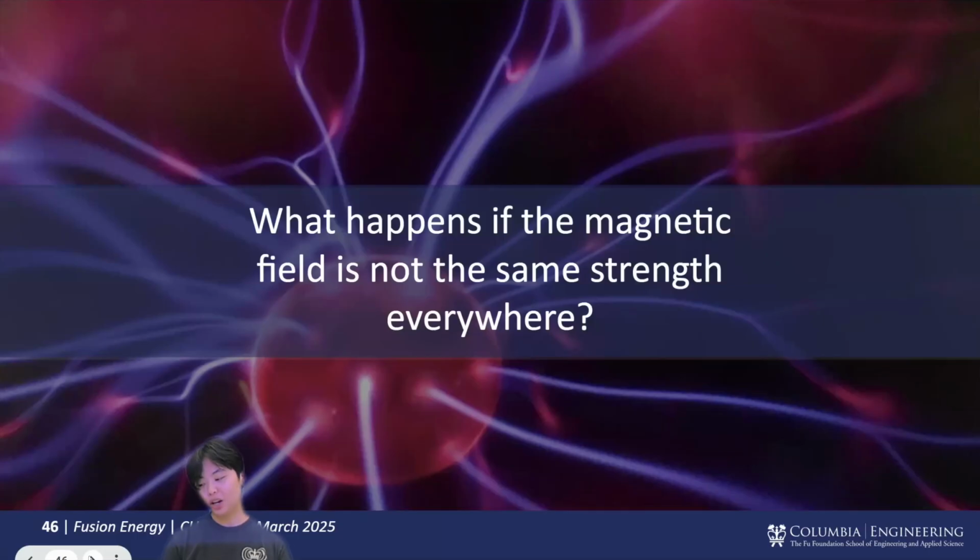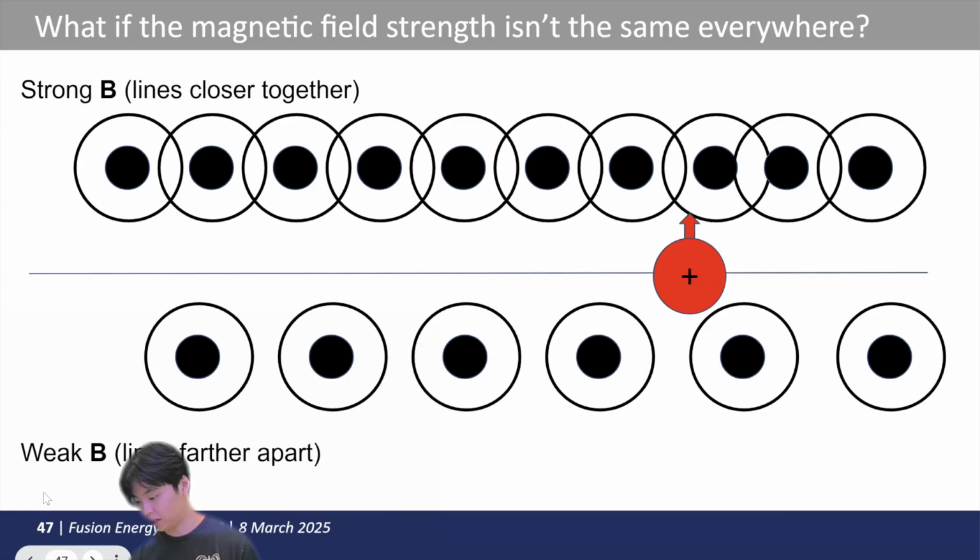All right. So we're now going to get into the next portion of the presentation, where we're going to be talking about something called drifts. Something I want you to think about when we're thinking about what drifts even are is that in all these example problems that I've talked about so far, our magnetic field is the same strength everywhere. But what happens if the magnetic field is not the same strength everywhere? So we're going to go to the next slide.